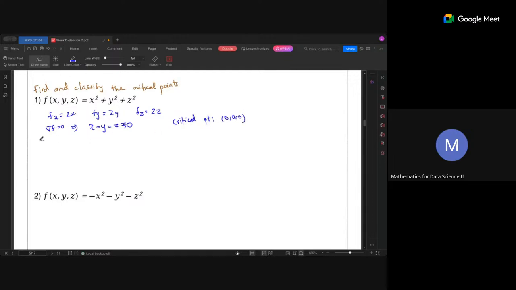Okay. So now for the Hessian matrix, you need to find all the second order derivatives. What is fxx? 2. fyy? 2. fzz? 2. Now what about fxy? 0. fxz? 0. Similarly, fyx and fyz? 0. And fzx is already covered.